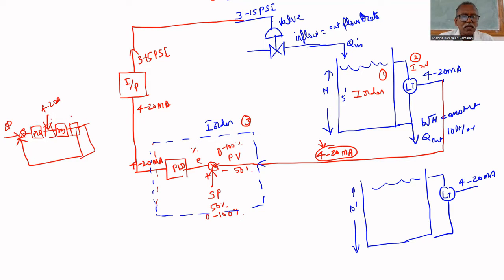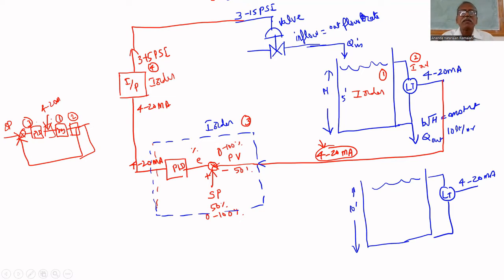So how many blocks are there? This is the process, one block. The transmitter is another block. Then the PID block, the third. And then the I to P, that is the fourth block. So you cannot control by 4 to 20 milliamps. It should be converted into a 3 to 15 psi pressure signal. So another first order comes into the picture. Therefore, the minimum order of the system is 4.